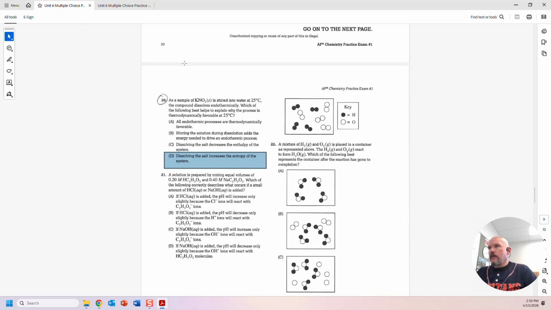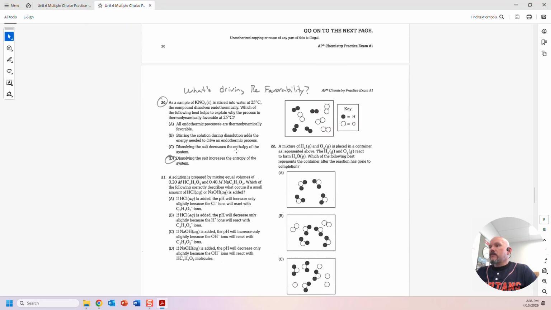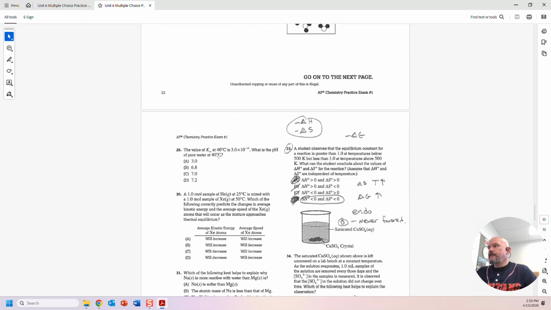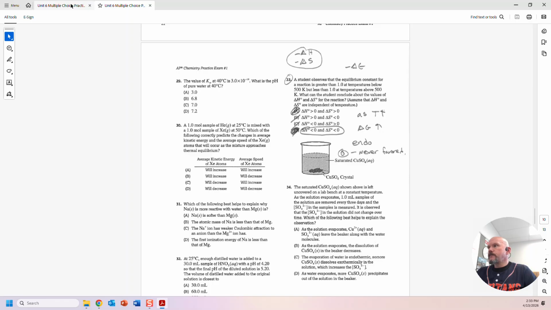Again, what's driving favorability? Remember, delta H can only drive favorability if it's negative. Delta S can only drive favorability if it's positive. So ignore my scribbles here, but what I wrote here is correct.